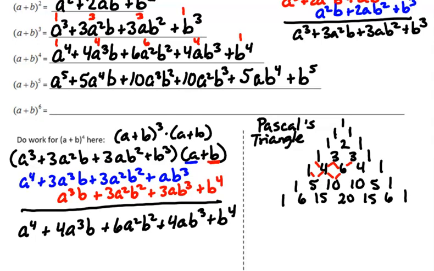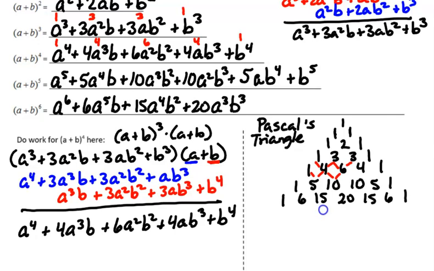This also allows us to write a plus b to the sixth, because I can start out now with a to the sixth plus 6 a to the fifth b plus, our next coefficient is 15. Count down to a to the fourth, and count up to b squared now. Plus 20, count down for a and up for b, a to the third b to the third, plus 15a squared b to the fourth, plus 6ab to the fifth, plus b to the sixth.